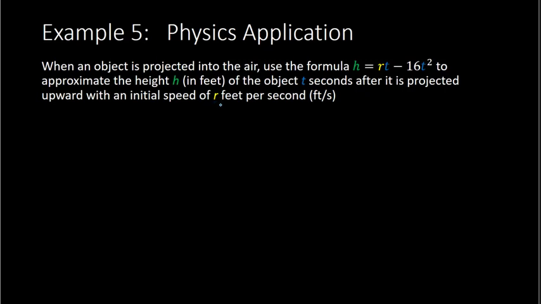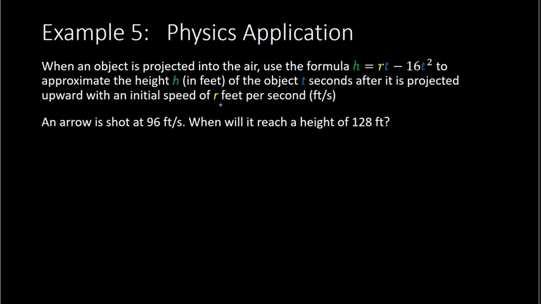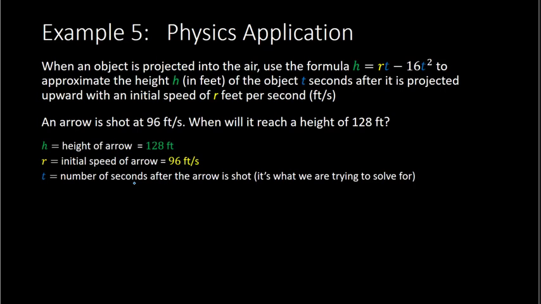And so given that information, we are told that an arrow is shot at 96 feet per second. And the question is, when will it reach a height of 128 feet? So the height is 128 feet. So that is my h. And then 96 feet per second, that is my rate, or the initial speed of the arrow. And then t is the number of seconds after the arrow is shot, which is what we're trying to solve for. We're trying to solve for t.